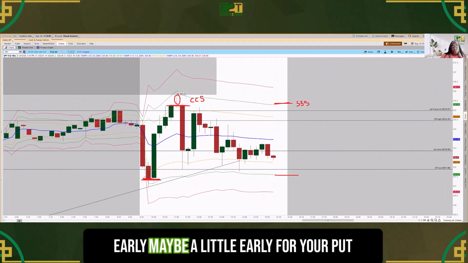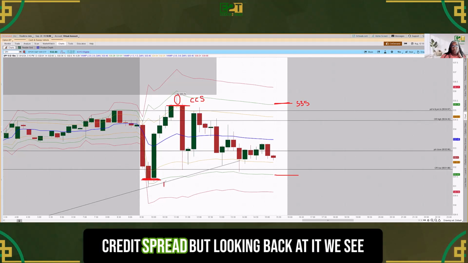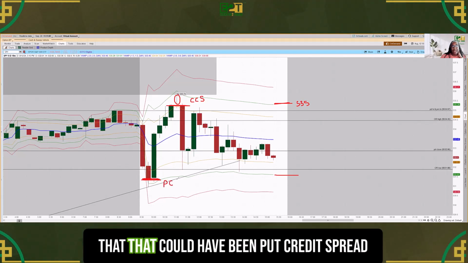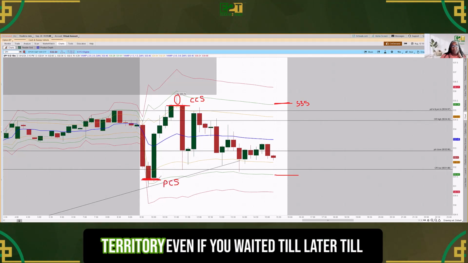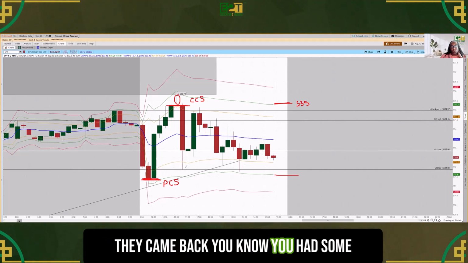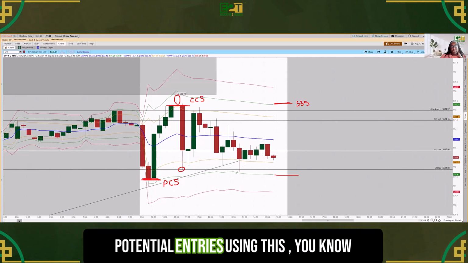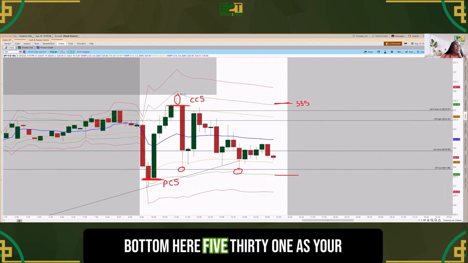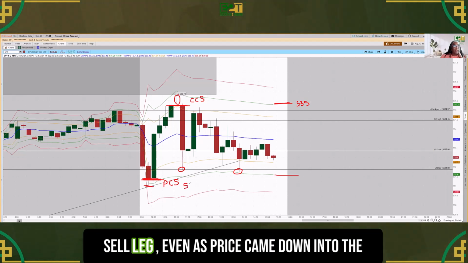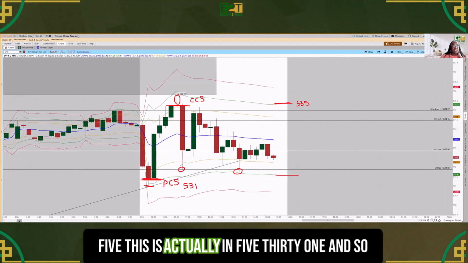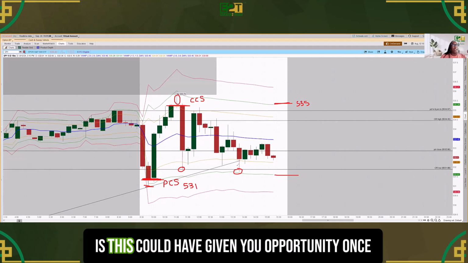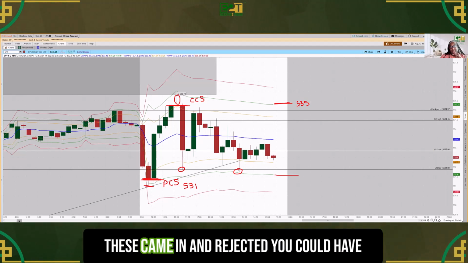This is maybe a little early for your put credit spread, but looking back at it, we see that could have been put credit spread territory. Even if you waited till later, till it came back, you had some potential entries using this bottom here, 531, as your sell leg, even as price came down. This is actually in 531, and so is this. Could have given you opportunity once these came in and rejected.